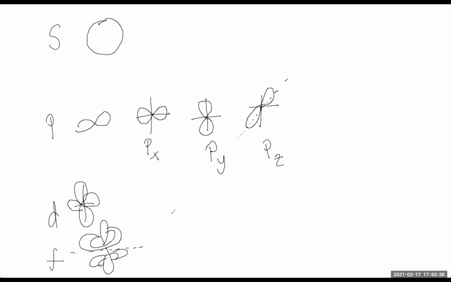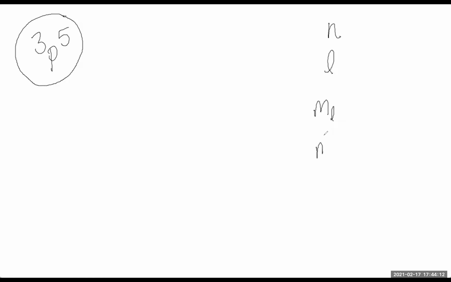Okay. So let me draw an example so you guys can see how we can put everything together. So here, for example, let's say you have a 3p5. And they're asking you to find all the quantum numbers of this specific configuration. So again, we have 4 quantum numbers. We know that we have the N quantum number, L, M sub of L, and then M sub of S.